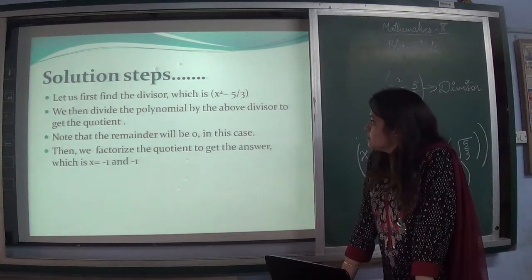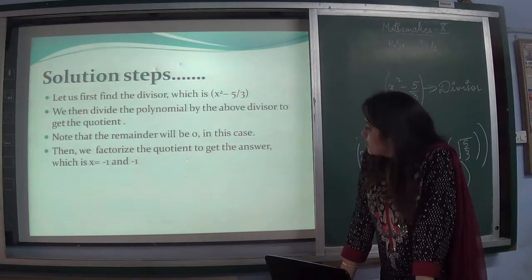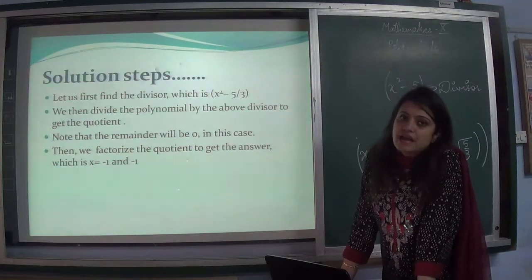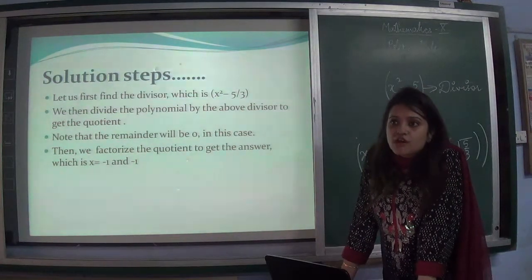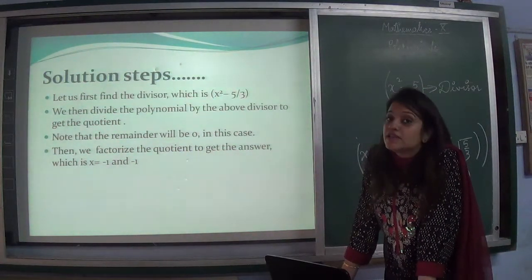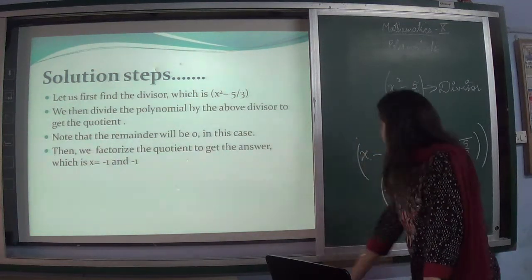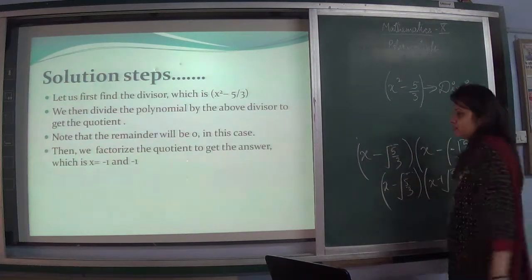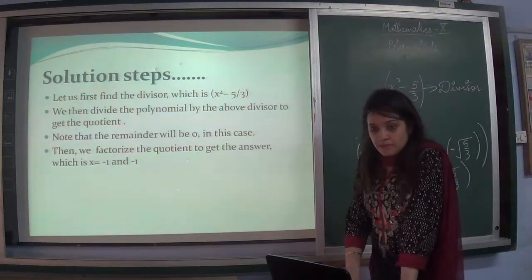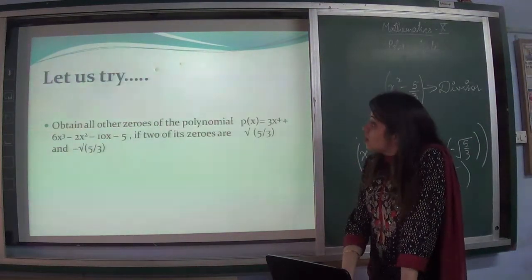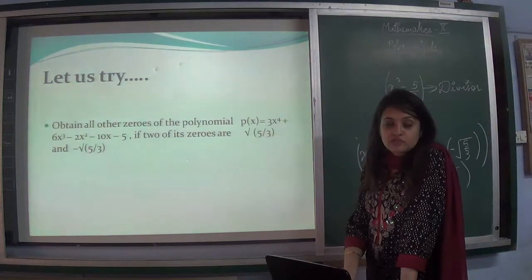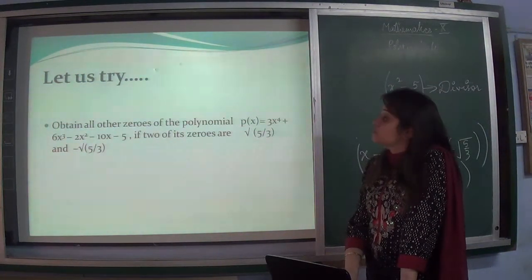Then you factorize the quotient to get the answer, which is x equal to minus 1 and minus 1. Now, which are all the zeros of the polynomial? They are going to be minus 1 and minus 1. Yes, and the other zeros, which were root 5 by 3 and minus root 5 by 3. Remember, you are asked all other zeros, right?